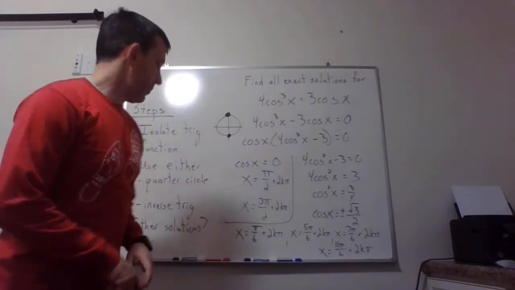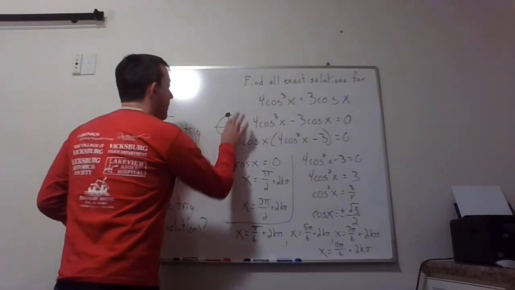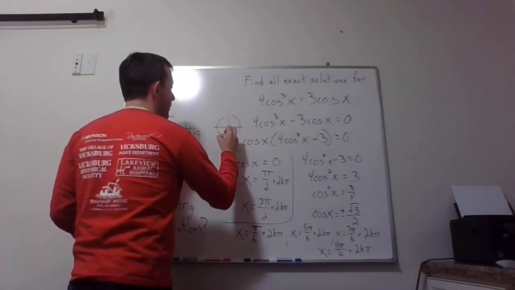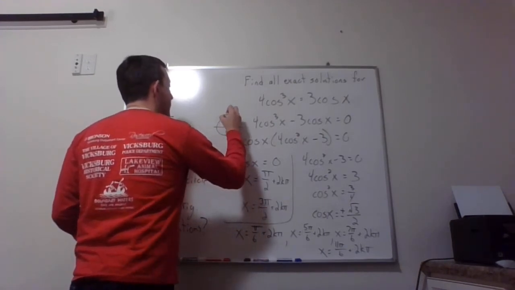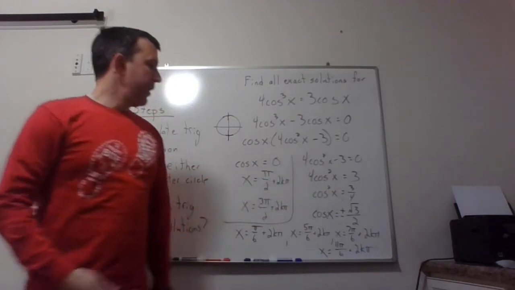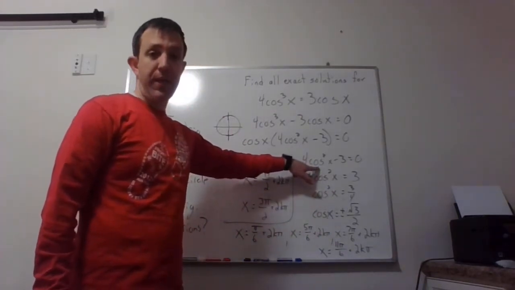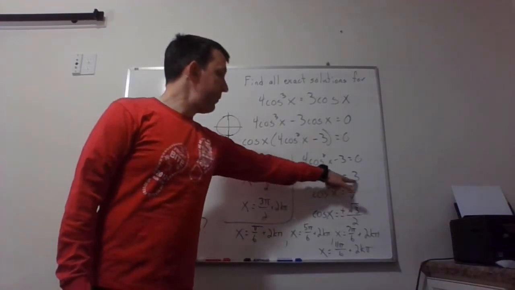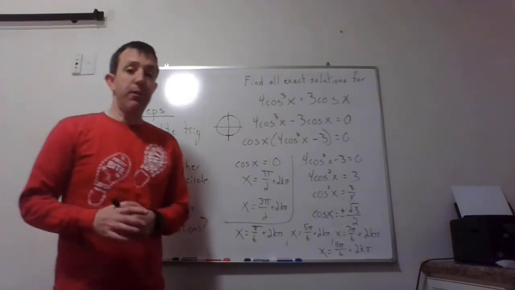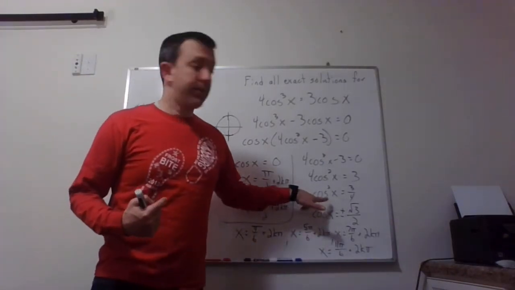Next, we have the messier one, and it really is a lot messier. So let me get these dots off of my circle because we're going to need that to be clear here in just a second. There we go. All right, so 4 cosine squared x. This time, I'm still going to try and get that cosine by itself. So I add the 3, and I divide by 4, and that gets me to cosine squared x is equal to 3/4.